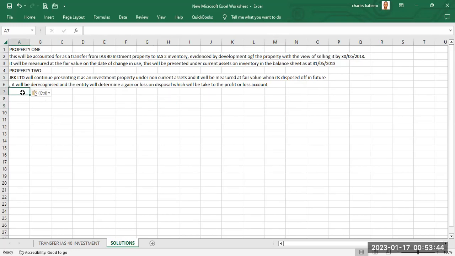So that's what we could talk about as far as property two is concerned. So let's try to look at our property three. Let's look at property three.